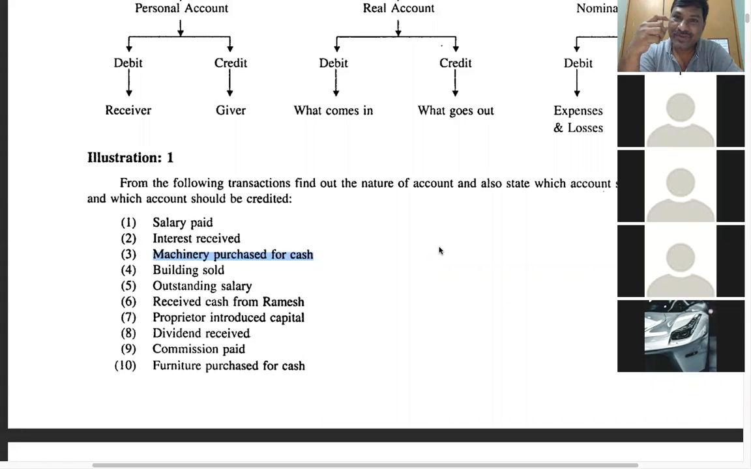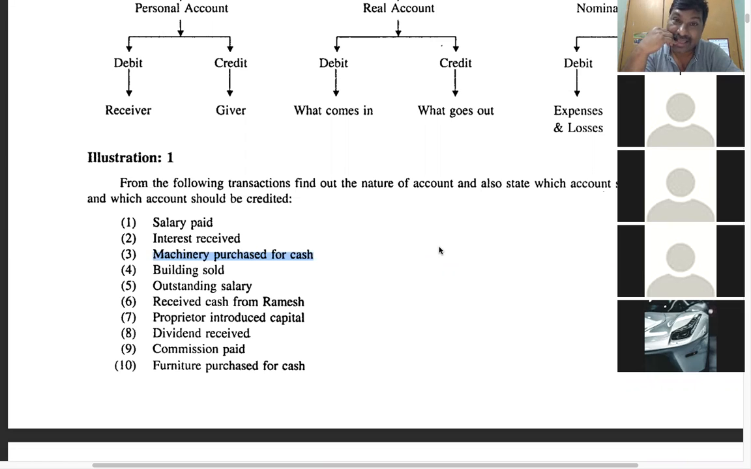Now, look at this. When the expense incurred is for less than 12 months, that's called expense. When the expense incurred is for more than 12 months, that is, the benefit of that expense is for more than 12 months, that's called an asset.